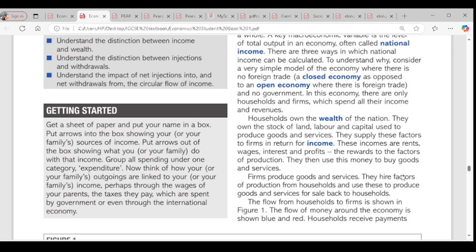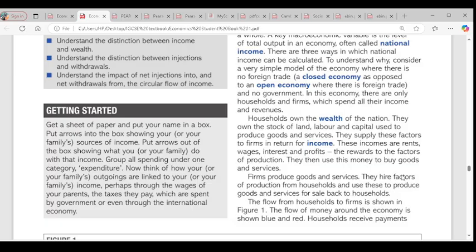So it's circular. Households own capital, labor, and land. So they sell these things in exchange for income. They sell to who? They sell to the firms. The firms use it to produce goods and services which have to be sold to the household. So it's from household to firms, firms to households. That's why we call it a closed economy.